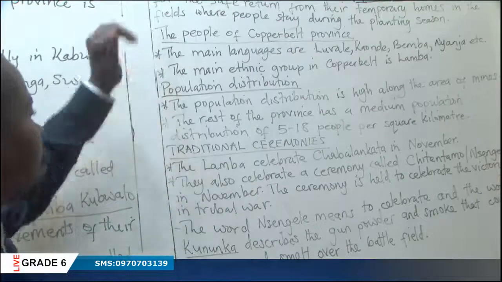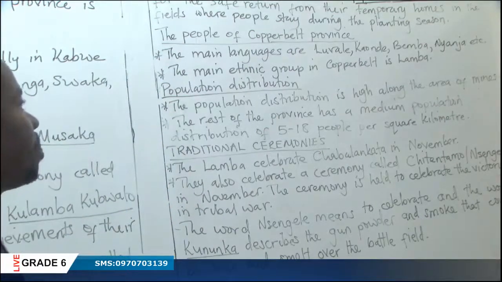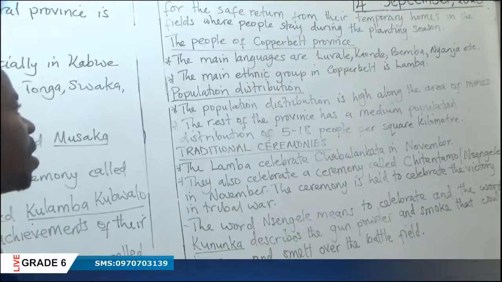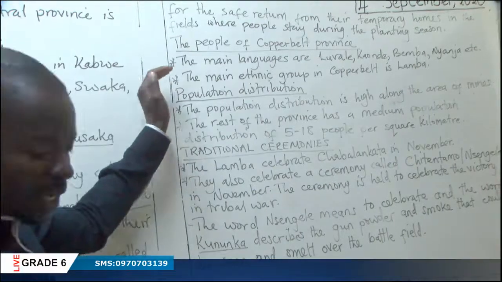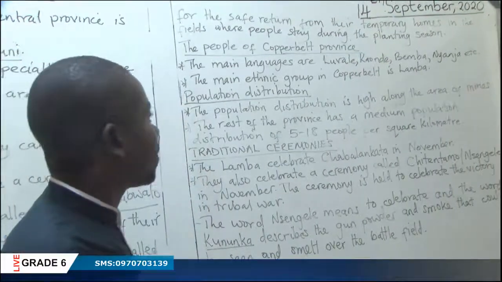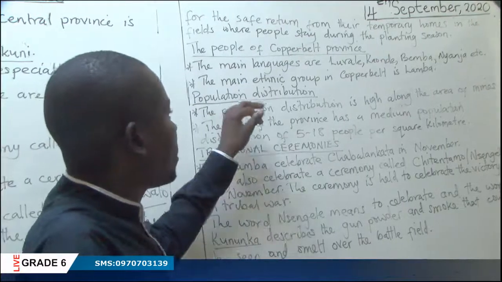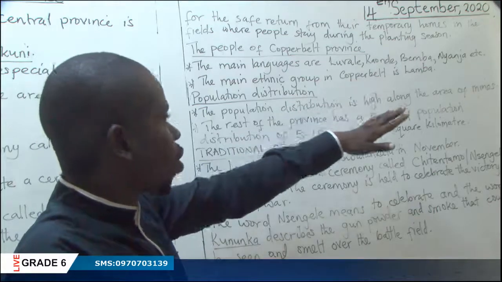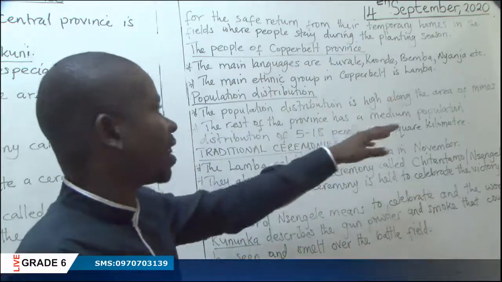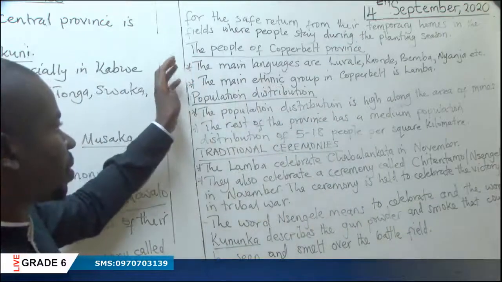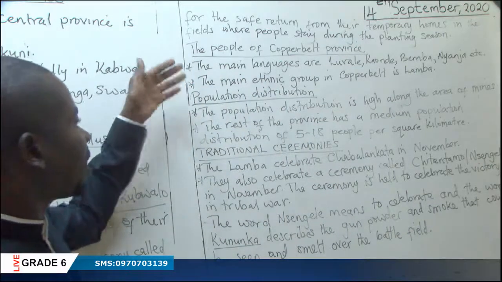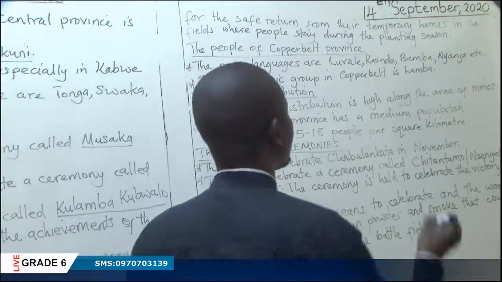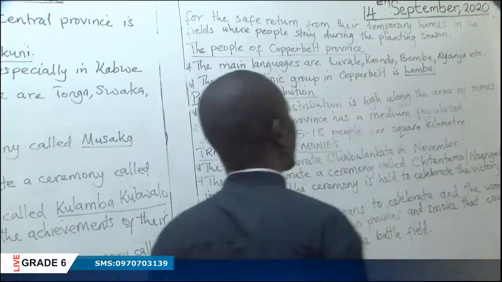All right, let me explain, boys and girls. So we are looking at the subtopic, which is the people of Copperbelt Province. So boys and girls, you must understand that the main languages found in Copperbelt are Lunda, Kaonde, Bemba, Nyanja, and so on, meaning that we have many other languages in Copperbelt Province. Okay, so the main ethnic group in Copperbelt is Lamba.